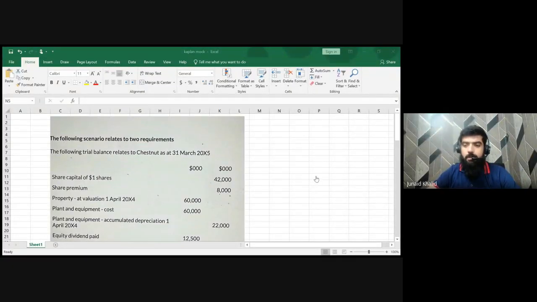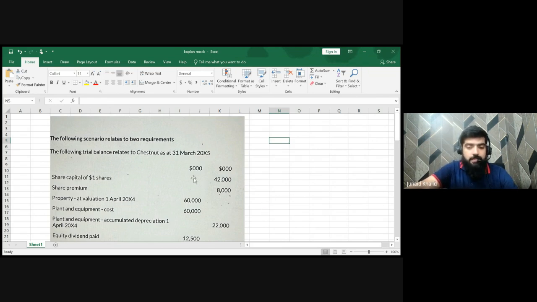Today we are going to start with the final account question, and that final account question is related to Kaplan Mock. And let's see what is the data given over here. And secondly, most importantly, what are the requirements and how we are going to solve that particular question.